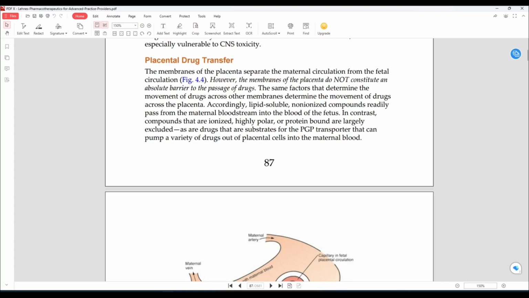In contrast, compounds that are ionized, highly polar, or protein-bound are largely excluded, as are drugs that are substrates for the PGP transporter that can pump a variety of drugs out of the placental cells into the maternal blood.